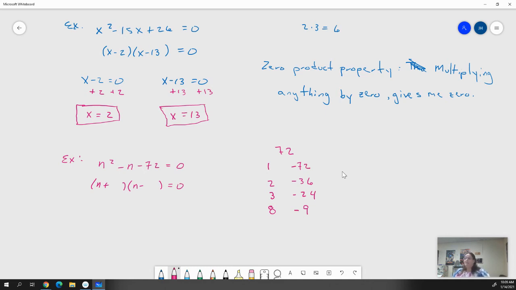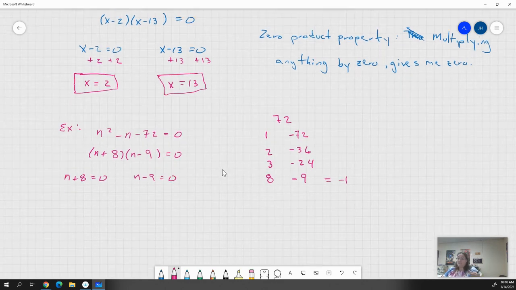1 plus -72 is -71. 2 plus -36 is -34. But 8 plus -9, right, gives me -1, and that's what we want. So we know that this factor is 9 and this factor is 8. And once I get to this point, I can set each factor, n plus 8 equal to 0 and n minus 9 equal to 0, to find my solutions.